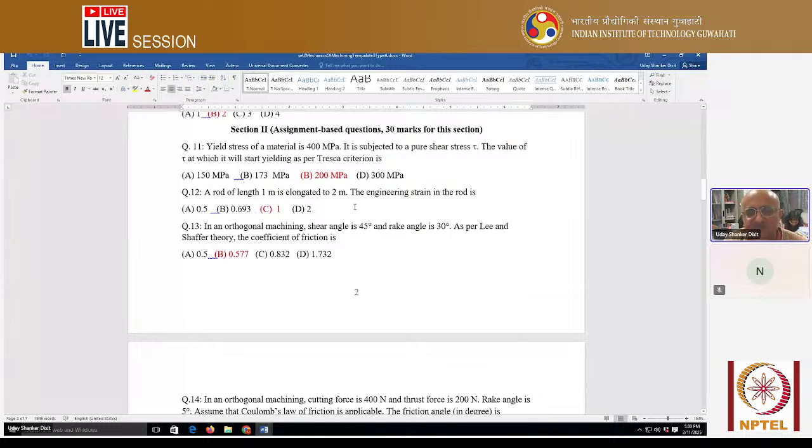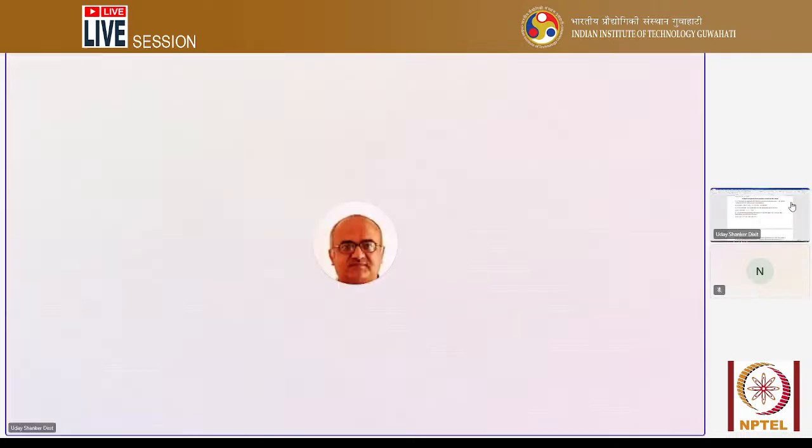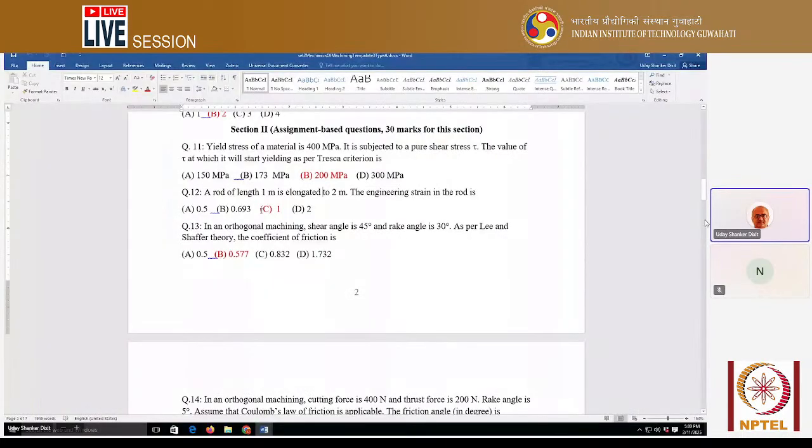This is the true strain, but we are talking about engineering strain. Engineering strain is change in length divided by initial length. So that is (2 minus 1) divided by 1, and the answer is basically 1, not 0.693. The 0.693 value has been given to confuse. People will think that it may be ln 2 by 1.